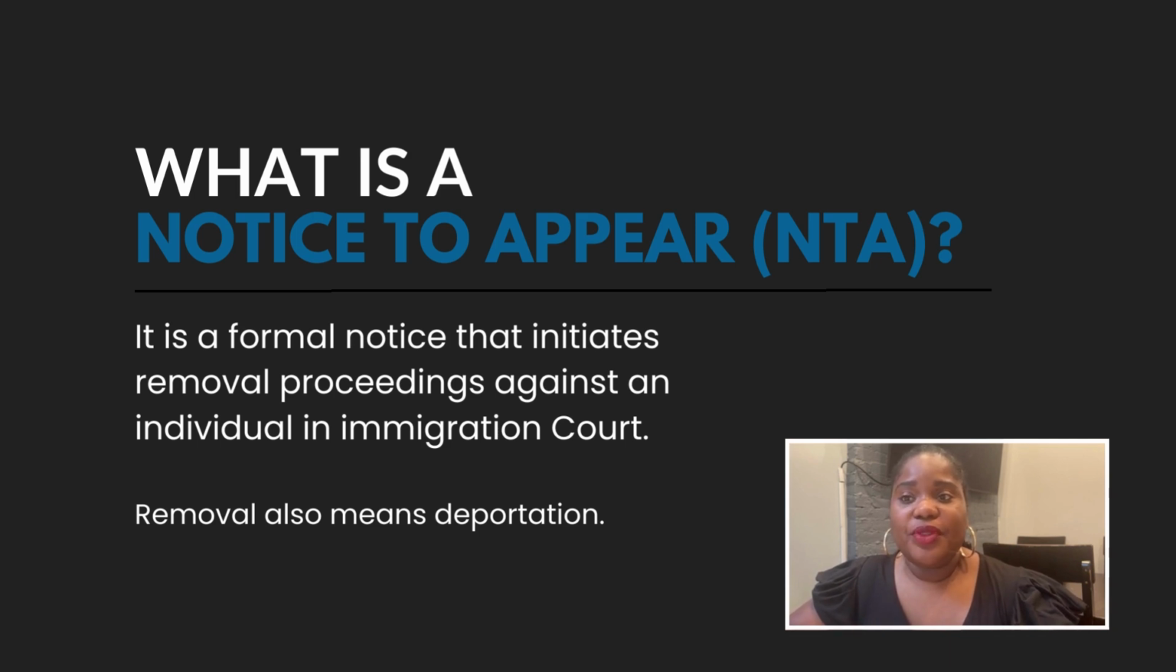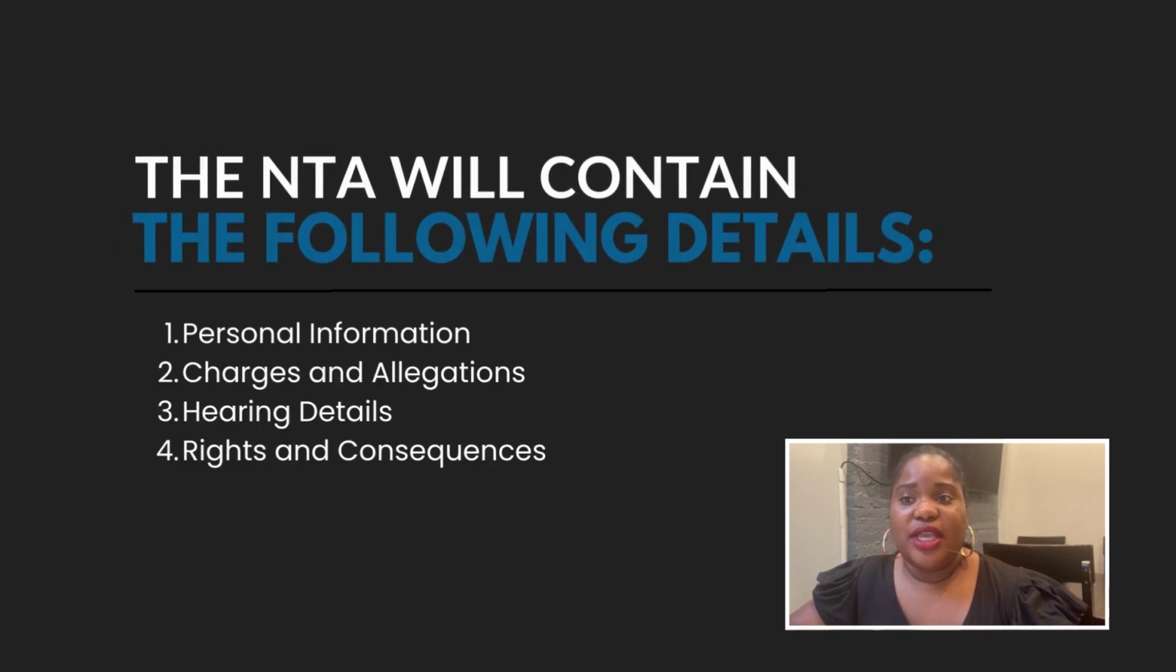Now, before we talk about what to do, let's take a closer look at the different sections of the NTA itself. Typically, an NTA will contain the following information. Number one, it'll have personal information about you. So, this includes your full name, possibly your address, and other identifying details about you. Number two, the NTA will include charges and allegations. So it's going to specify the specific immigration law or violation you're being accused of, along with the relevant sections or codes.